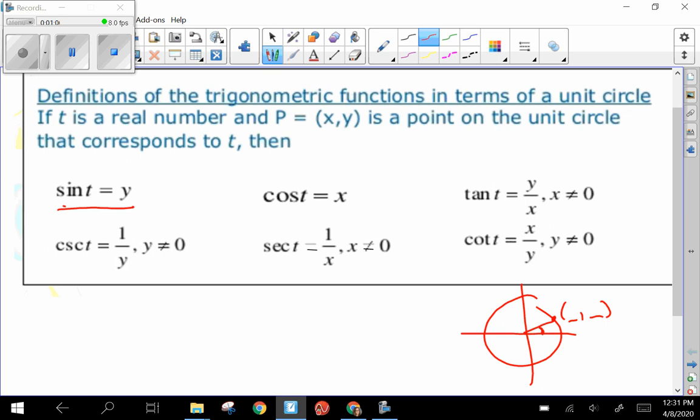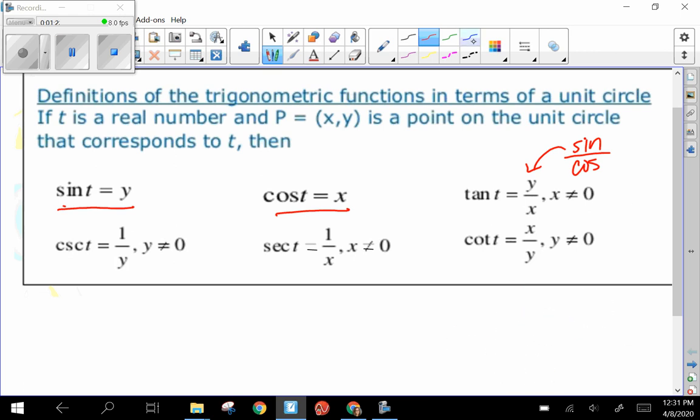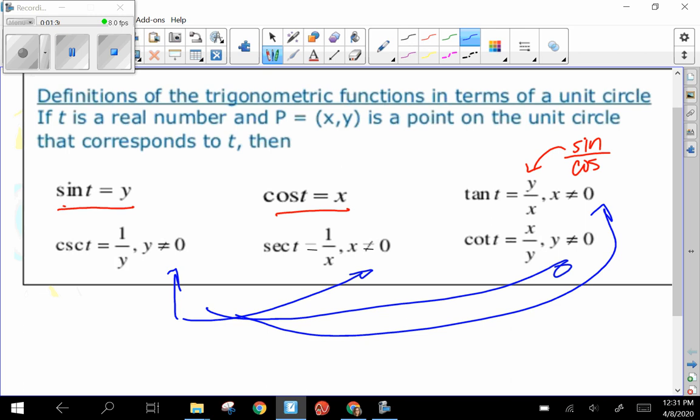So here they are. Sine is equal to y, cosine is equal to x. Tangent, remember, is the same as sine over cosine, so we can say that's the same as y over x. We do now have to add these restrictions. Those restrictions come into play whenever we're doing division. We can see them in the cosecant, secant, cotangent, and tangent, because the denominator cannot equal 0.